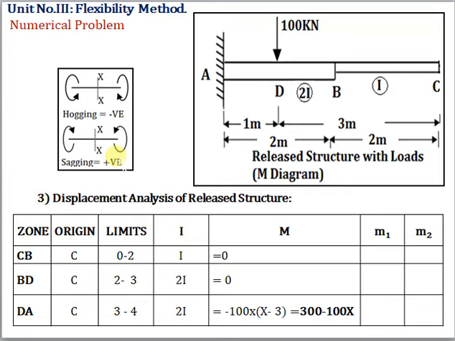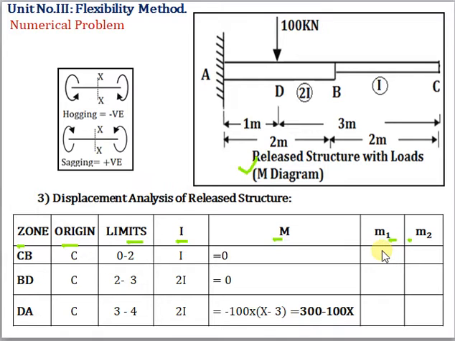After that, move toward the displacement analysis of the structure. First, draw this table. In the first column write down the zone, then the origin, then the limit, then the moment of inertia, then capital M. Capital M means the capital M diagram we have to consider. Let's consider only the first one now, and the other two are M1 and M2.